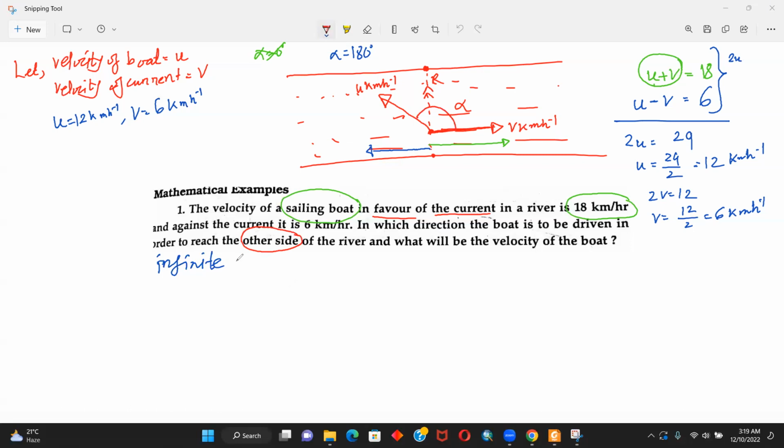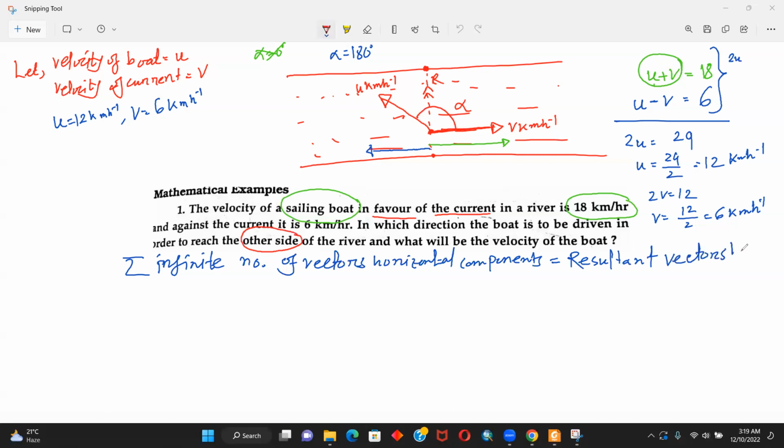All right. So infinite number of vectors, horizontal component, obviously summation of them, components summation equals to resultant vectors horizontal component. Okay, horizontal component.